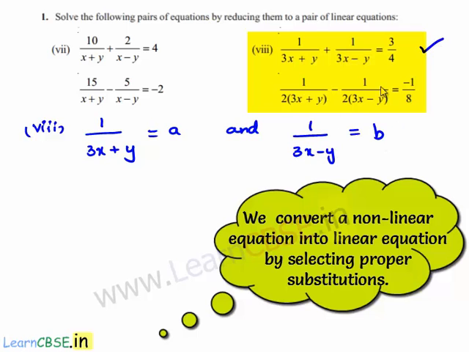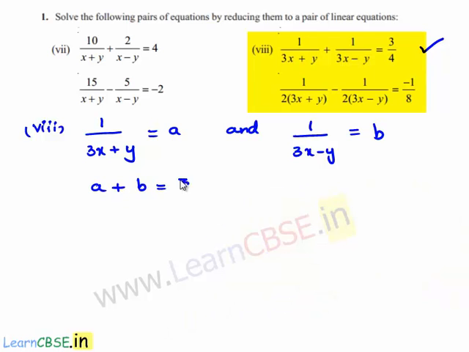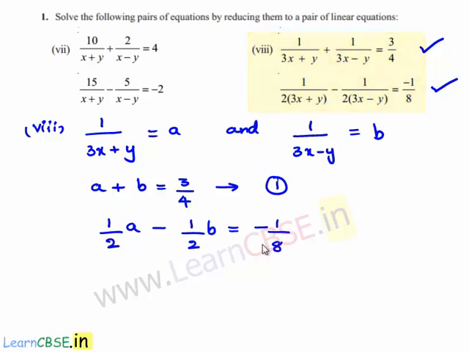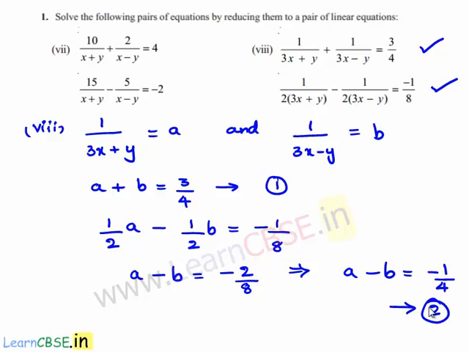So this equation changes as a plus b is equal to 3 by 4. Assume this equation as first equation, and this equation changes as 1 by 2 times of a minus 1 by 2 times of b is equal to minus 1 by 8. So this equation can be written as a minus b is equal to minus 2 divided by 8, which gives a minus b is equal to minus 1 by 4. So assume this as second equation.